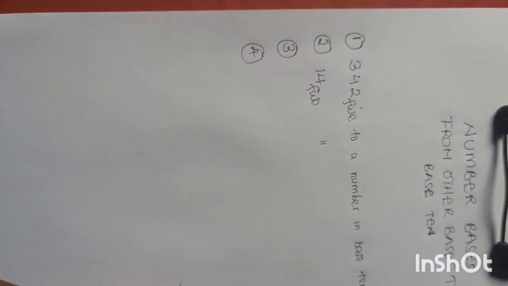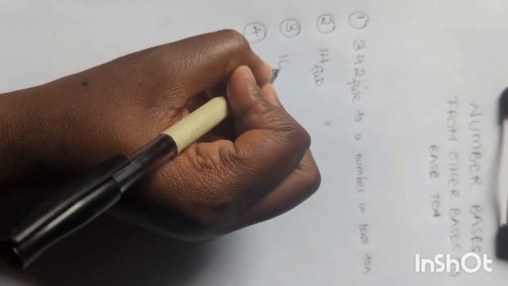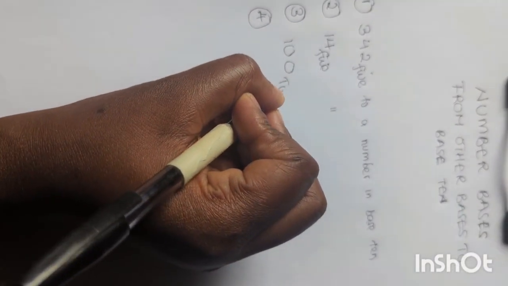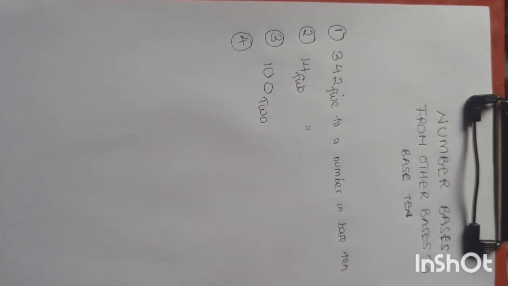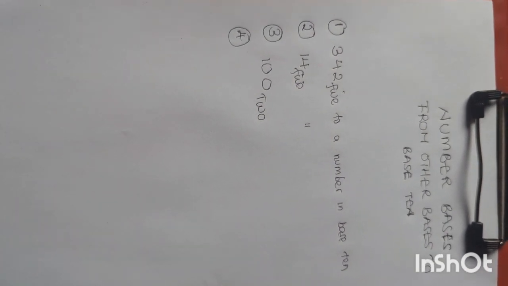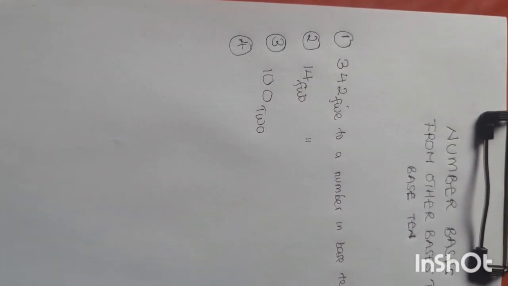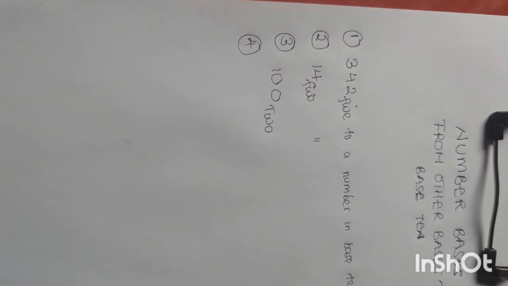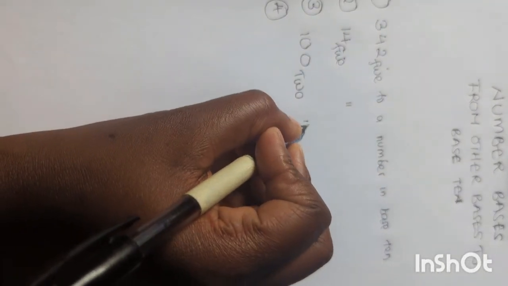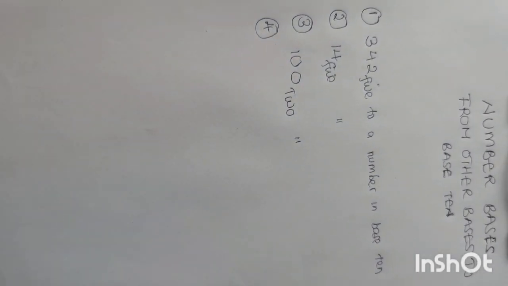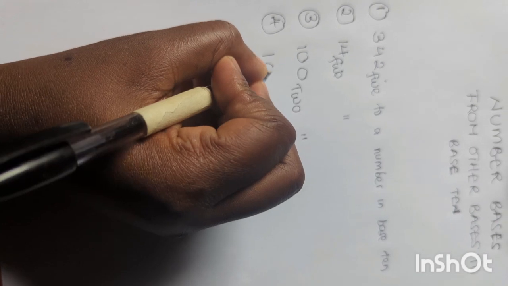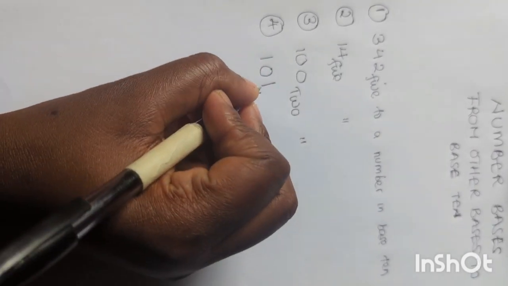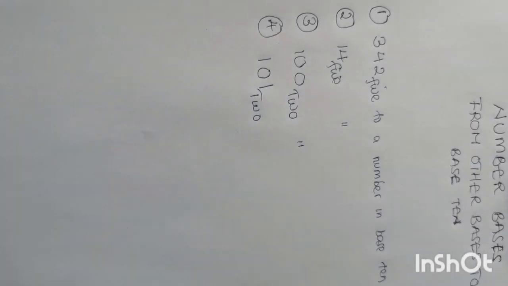Then our third one will be: convert 100 in base 2. Base 2 has another name, by the way. Base 2 is known as binary numbers. So if they say convert this number to a binary number, that's simply base 2. Don't be confused. So convert 100 in base 2 to a number in base 10, just like the first question. Then the last one is: convert 101 in base 2 to a number in base 10.